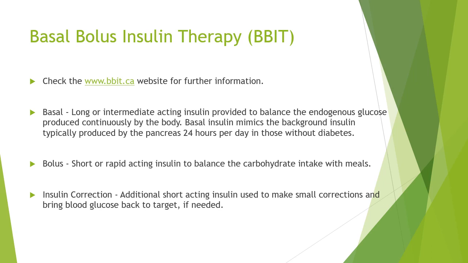The last component to this is there is a correction table for insulin, and that's additional short-acting insulin that is used to make small corrections to continue to bring the blood glucose back to the target range. The other thing to note is that in hospital, the target range for blood glucose is actually 5 to 10 millimoles per liter, and that's going to be a little bit higher than what you'd see in the community.